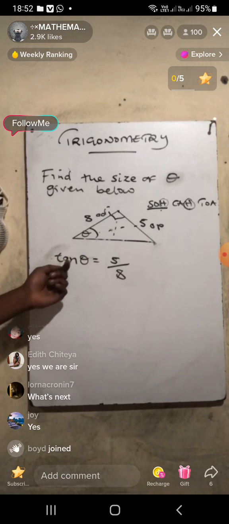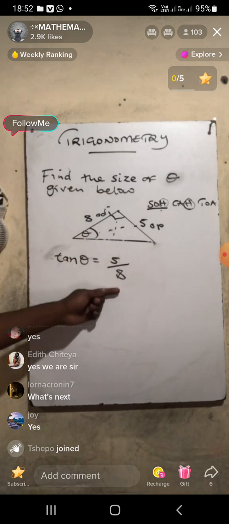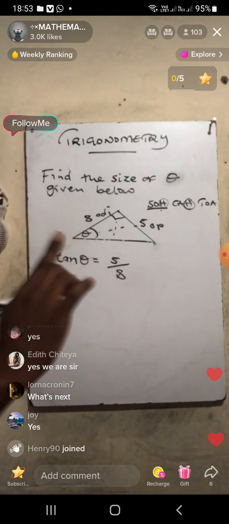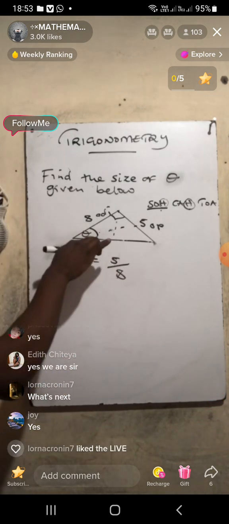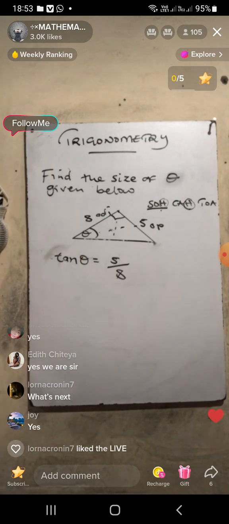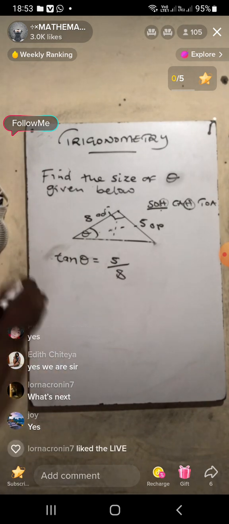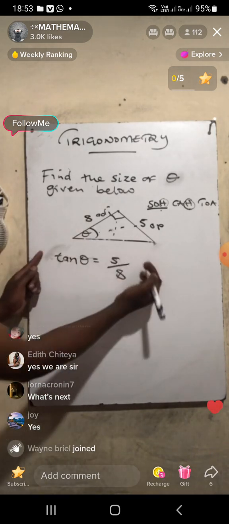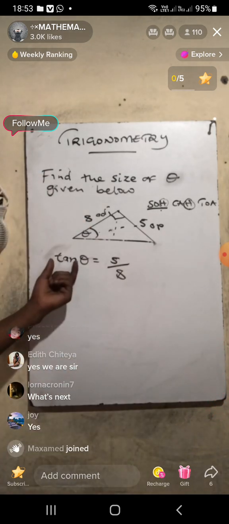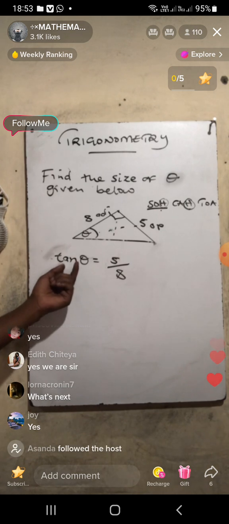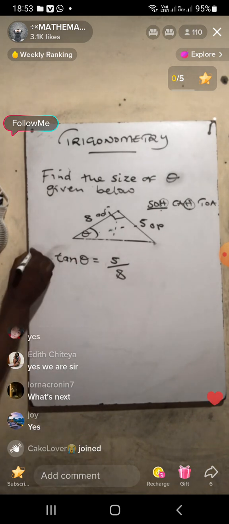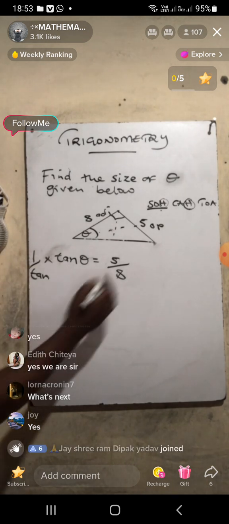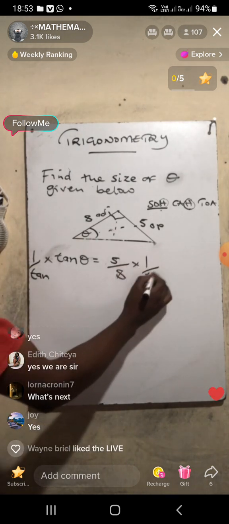So we have been taught that tan theta is equal to 5/8, right? So what is going to happen is we want to make theta the subject of the formula because you have been asked to find theta, which is an unknown angle, right? So we are going to multiply both sides, left side and right side, by the inverse of tan, or tan inverse. So it will be 1/tan on both sides.